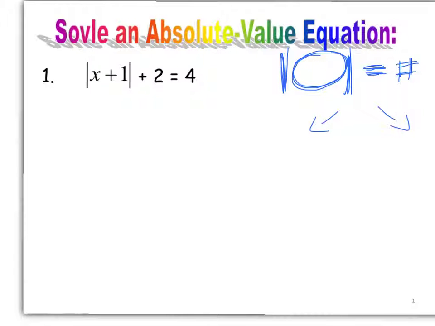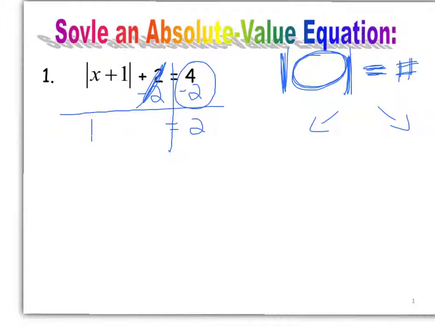The problem with this one, or what makes this one a little bit different, is that the absolute value is not alone. There's a plus 2 with it. And so the first thing that we need to do is cancel out that plus 2. The way that we cancel it out is we add the opposite. Those cancel out, and then let's look at what we have. 4 plus negative 2 is 2. These have canceled out, and so now we have what we need.